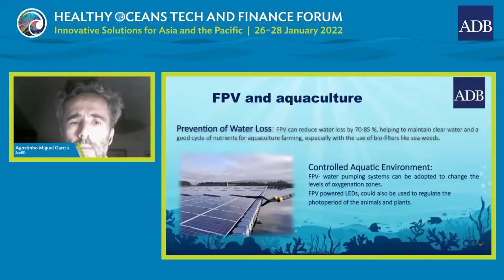So Nick already mentioned this. There is good potential to use floating solar with aquaculture. We have analyzed how we can bind the two together, and we arrived at the conclusion that FPV can reduce water loss. That would be one of the major advantages, with maybe a 70 to 85% reduction, helping to maintain clear water and a good cycle of nutrients. It can also power the water pumping systems on aquaculture by providing electricity. It can also power LEDs, which can be used to regulate the photoperiod of the animals and plants, and make them grow faster or in a different way than in a natural environment. So FPV and aquaculture can go very well together.